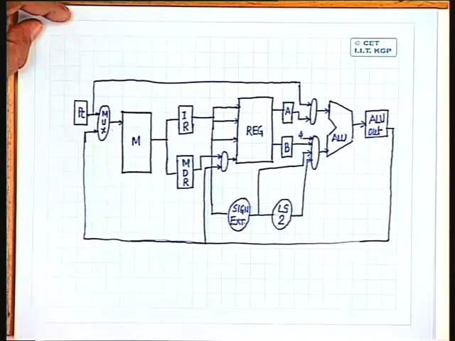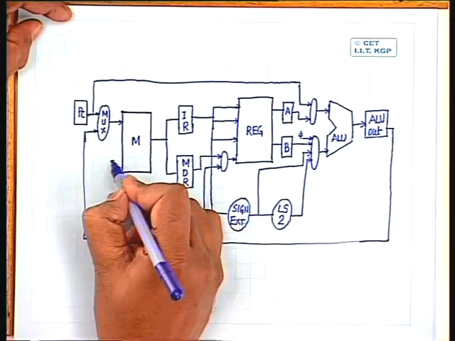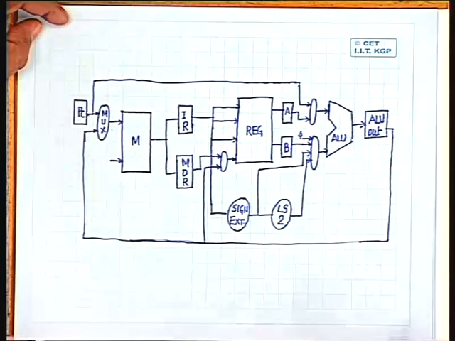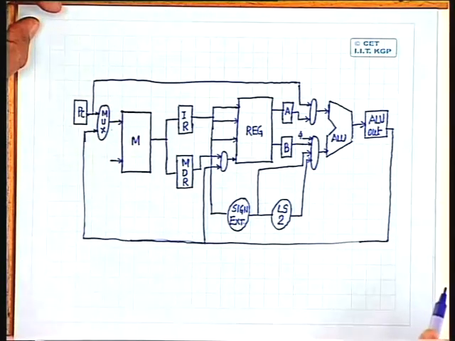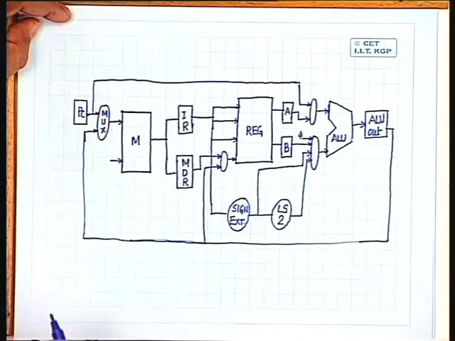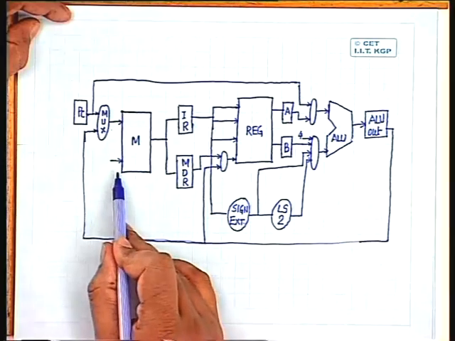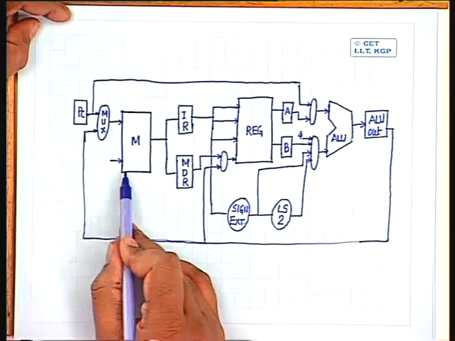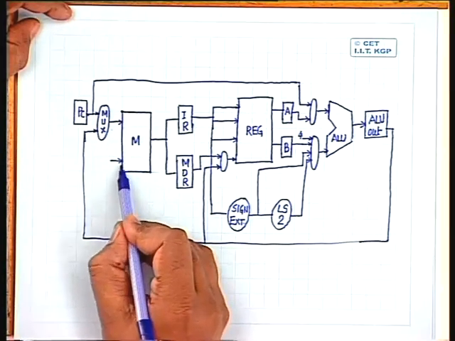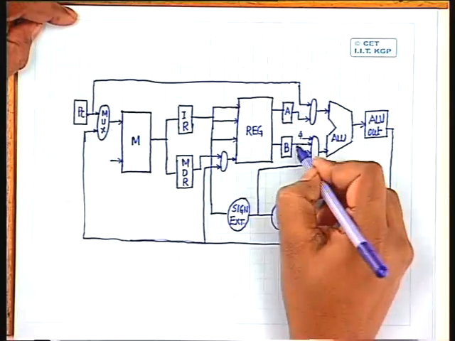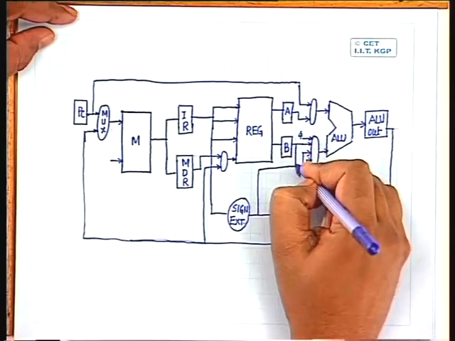Is it okay? Anything else left? Yeah, that is the write data to the memory. So when I want to perform a store word operation, in case of store word, the data which is read from the register file has to come to memory. That means I have to have one memory data input from one of the registers.